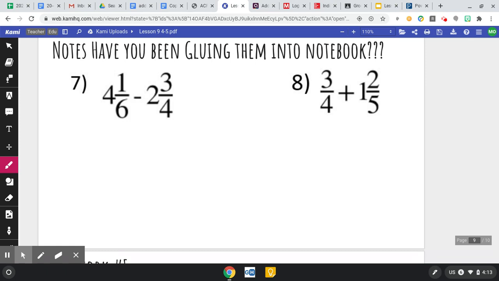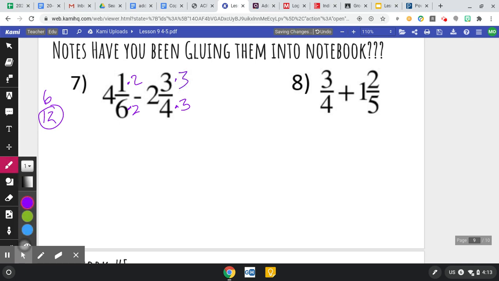Okay, so here we have 4 1/6 minus 2 3/4. So I need to find my common denominator, my least common denominator. So let's skip count by 6. 6, 12, wait, I know 4 can go into 12, right? So I would multiply by 2. Now you're only multiplying the fraction, not the whole number. And then this is multiplied by 3. So now I can rewrite my mixed number.